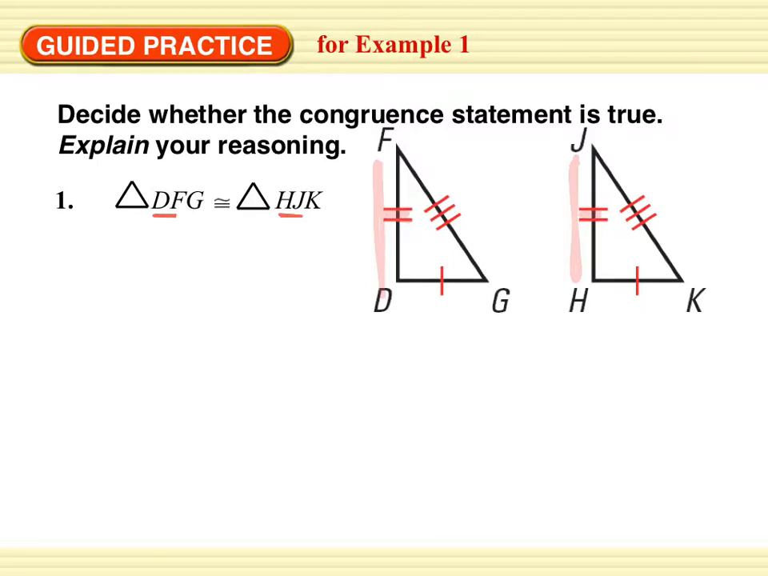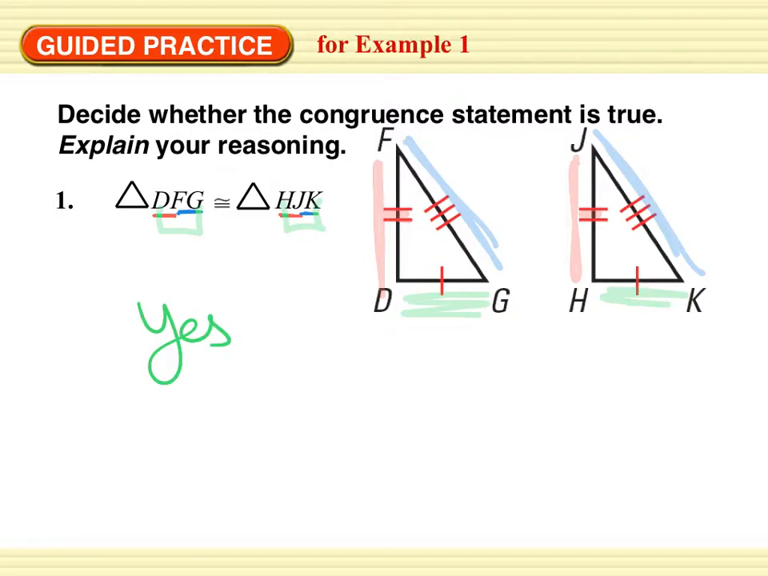Then I can come over here and do FG. FG is over here with 3, and it is matching with JK. And then you could go from D to G, which is this side, and make sure it matches with HK. And it does. So you could say, yes, this statement is good, and your reason is the side, side, side postulate. What if the sides are not equal?